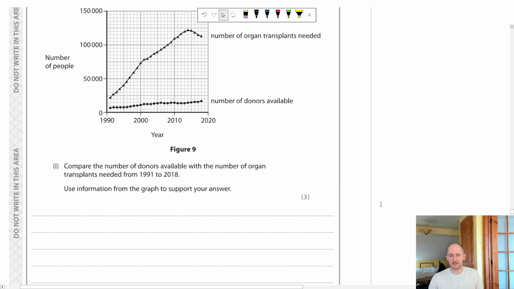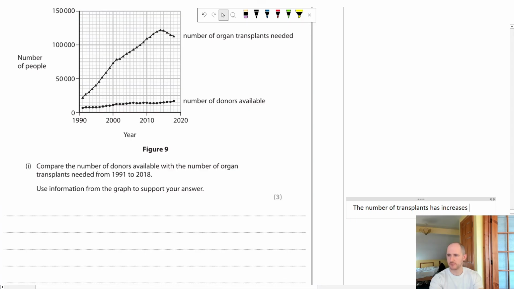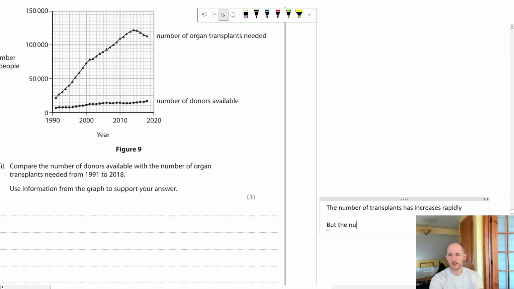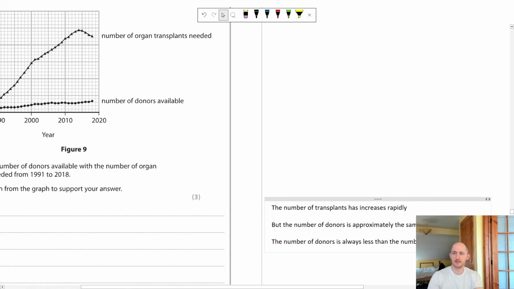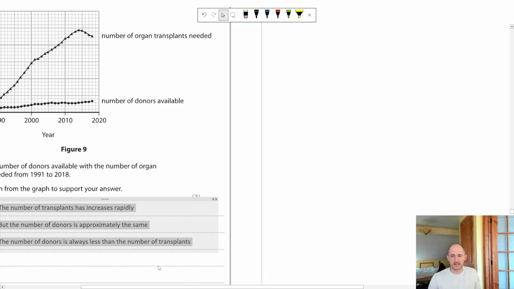Well, you could simply say that the first thing is the number of transplants has increased rapidly, but the number of donors is approximately the same. That's one good one. You can also say the number of donors, because we need a third mark, is always less than the number of transplants. And that will give you your 3 marks. It's literally just describing the graph.